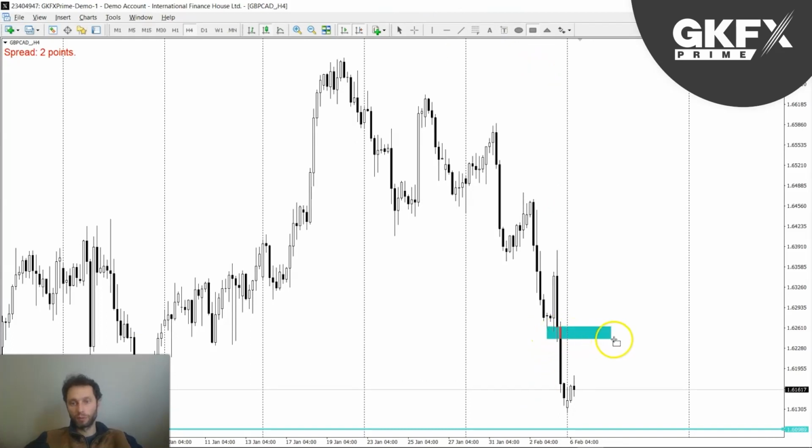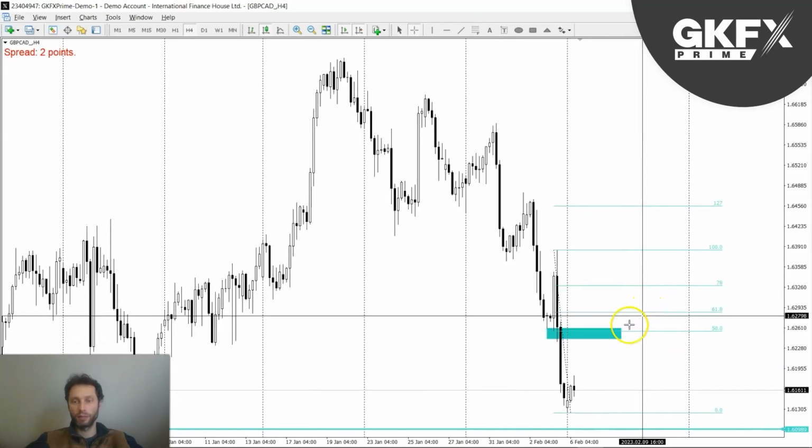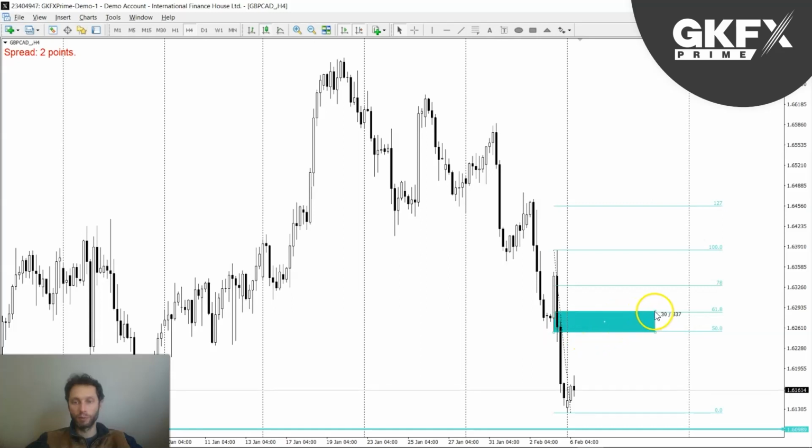If that is the likely, higher probability scenario, well, what do we want to do? We want to always look for a better price. So I'll take the previous high to the current low, and here you can see is the 50 area, and the 61.8 again will be more favorable to have something like this.